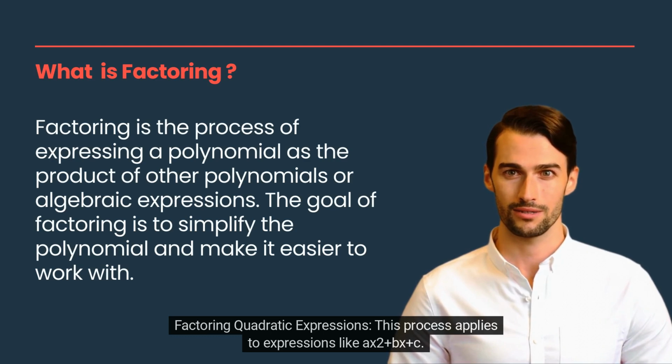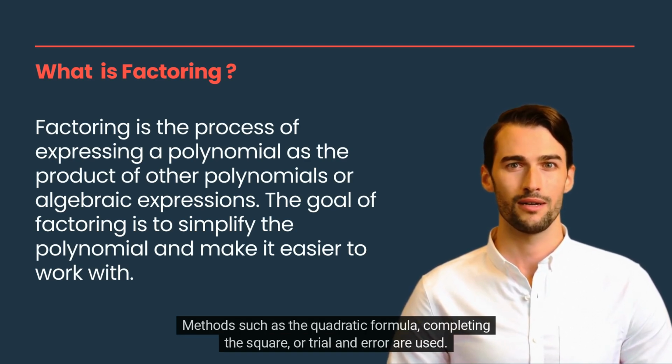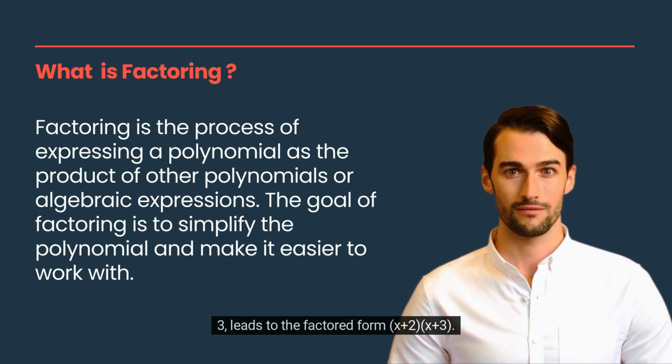Factoring quadratic expressions. This process applies to expressions like x² + bx + c. Methods such as the quadratic formula, completing the square, or trial and error are used. For example, for x² + 5x + 6, identifying two numbers that multiply to 6 and add up to 5, which are 2 and 3, leads to the factored form (x + 2)(x + 3).